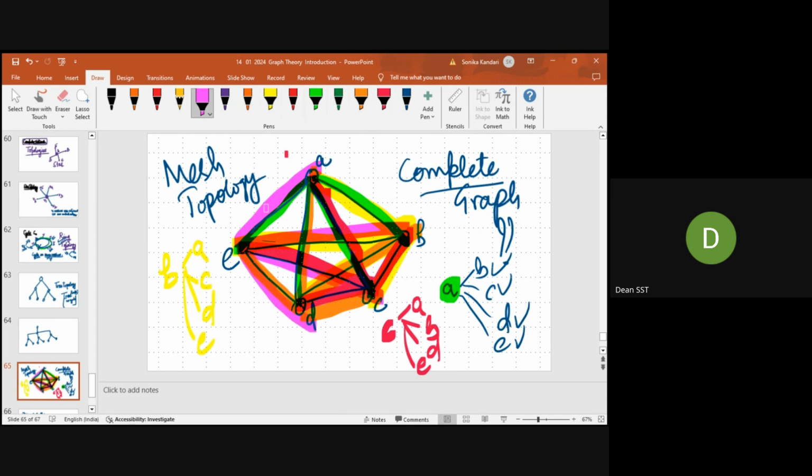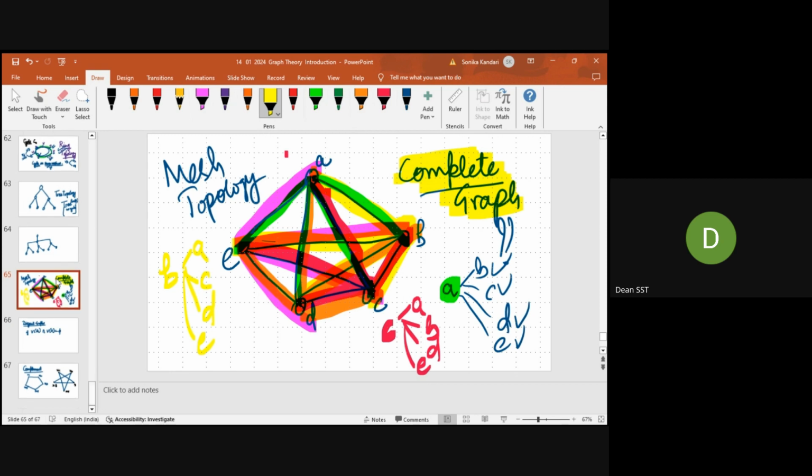It means this is a complete graph. Yes, every vertex is adjacent to every other vertex. So mesh topology is also representing a graph. And how many vertices are there in this graph? 1, 2, 3, 4, 5. So five. It is K5. Is it clear, class? Yes, ma'am.